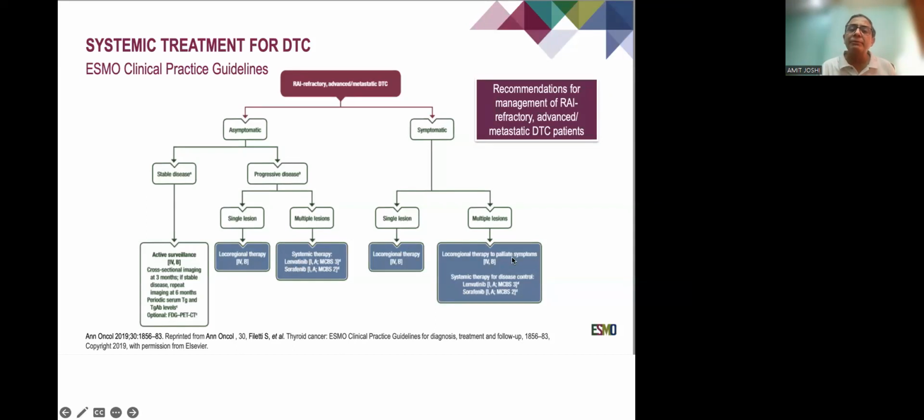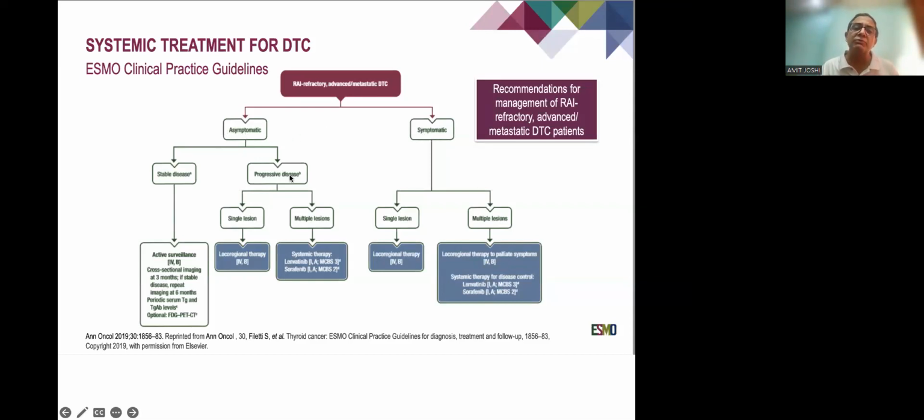If symptomatic with multiple lesions, then again a local regional therapy to palliate, like a patient presenting with multiple bone metastases with intolerable pain, then radiation therapy will be given, and then one of these therapies that I discussed, we prefer lenvatinib. So for a symptomatic patient with multiple lesions, local regional therapy for palliating the symptom, and then one of the TKIs to be started. So management of asymptomatic versus symptomatic differs.